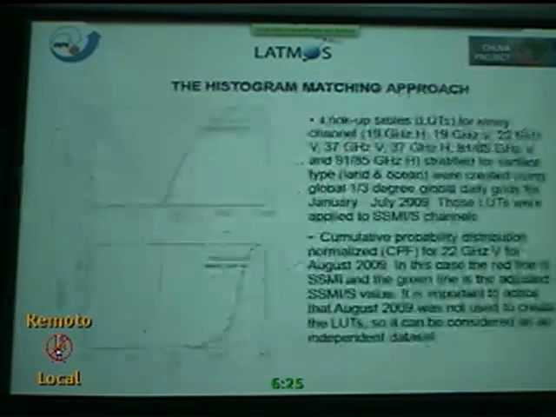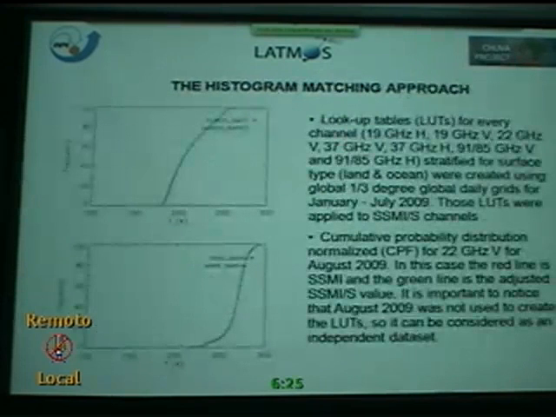Just a slide on how to do that. We come up with lookup tables for all the channels, stratified by surface type, land and ocean. We create the lookup tables using a common period with both SSMI and SSMIS, which are flying together and very close in time. So we came up with very close histograms. These lookup tables look like this.